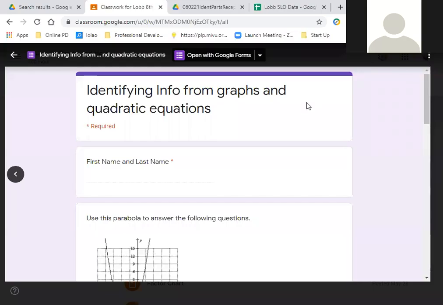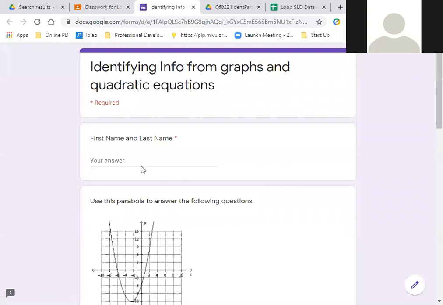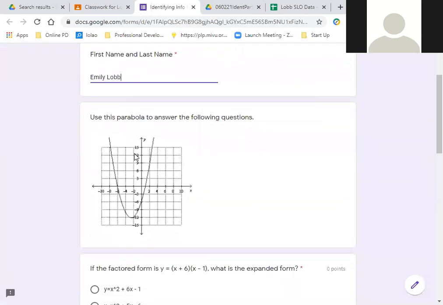Real quick, when you're filling out your Google form, oh, I need to go to the actual Google form. That would be helpful instead of just the vision of it. All right, first and last name. It's not that difficult, just like you're doing a teacher made. First name, space, last name.